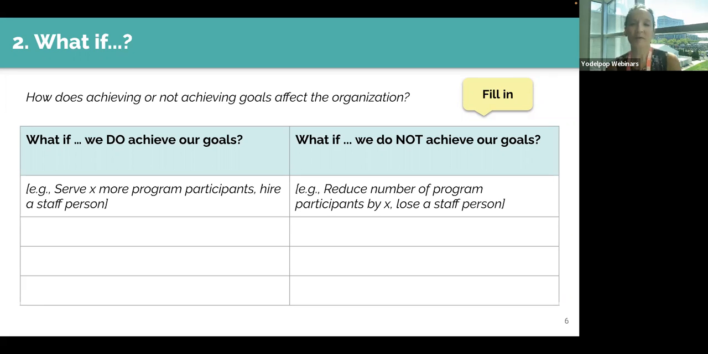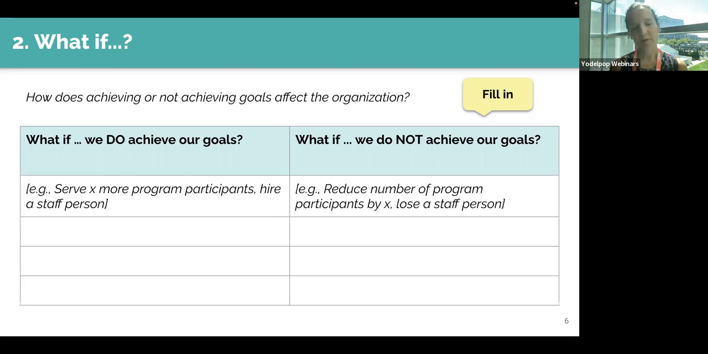On the other side, what if we don't achieve our goals? Okay. It's equally important to be real here, to be honest here. What's happened in the past when we haven't met our numbers? What are some of the consequences? On the left, we have implications. On the right, we have consequences. Are we going to need to be looking at staff reduction? Are we looking at cutting back our programs if we don't meet our goals?